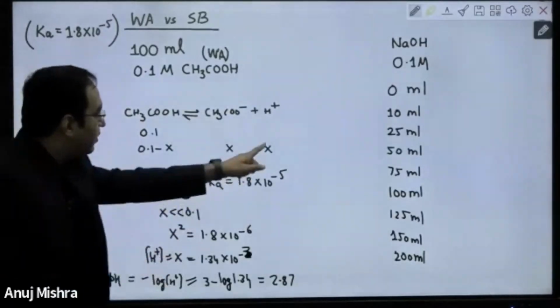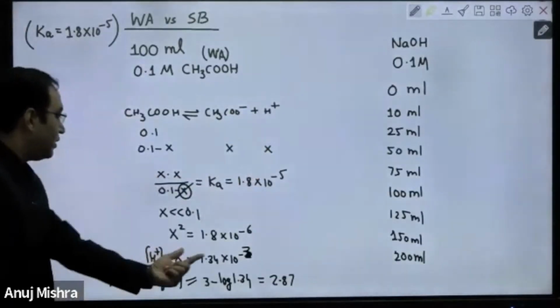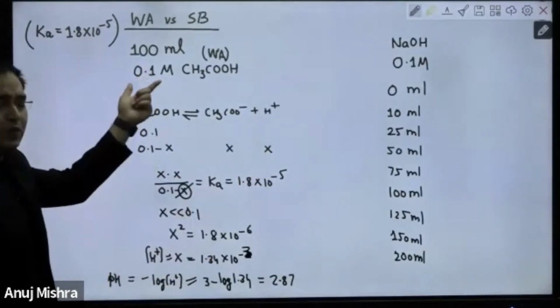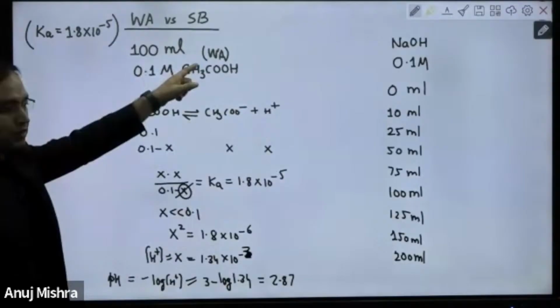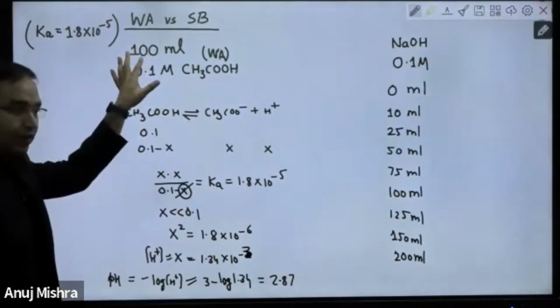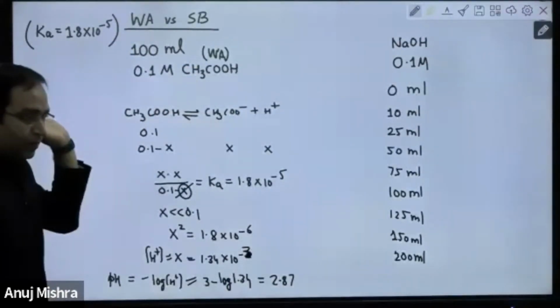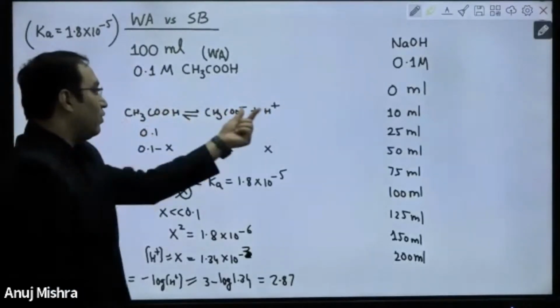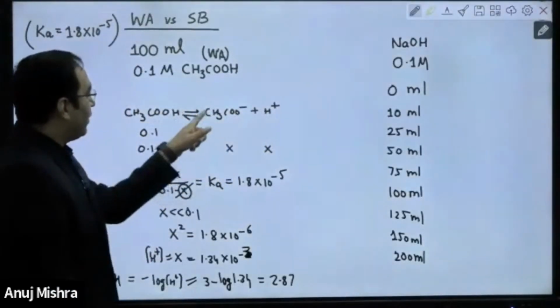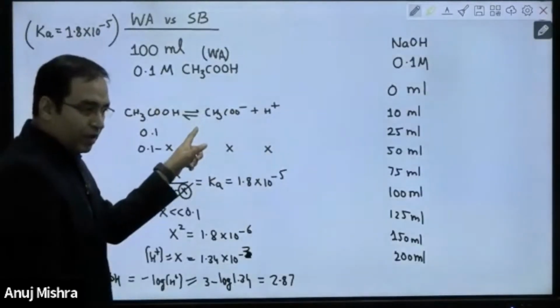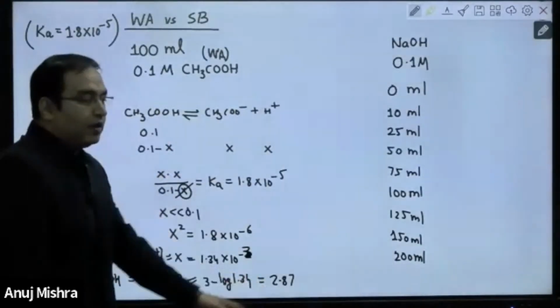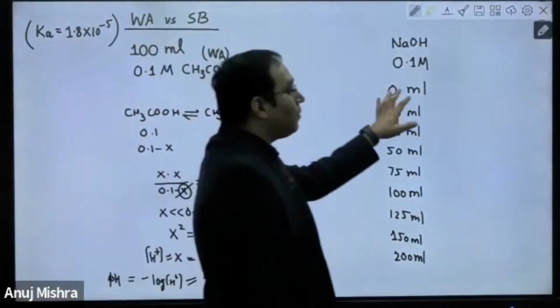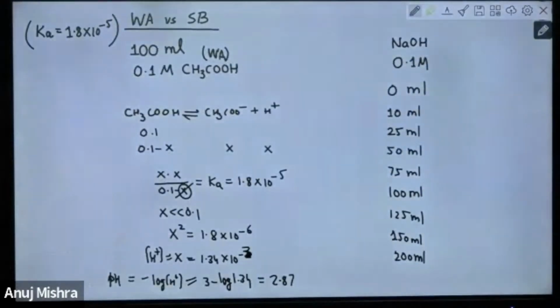X is what? X is H plus. H plus मिला इतना. 0.1 नहीं मिला इस बार. 0.1 क्यों नहीं मिला? Because this is a weak acid. It's not like HCl where you can take completely 0.1. So weak acid will not give you complete H plus, because they're weak. We are writing this kind of equilibrium. So the values are different. But when weak acid reacts with strong base, they will react completely. उस पर भी बात करेंगे.